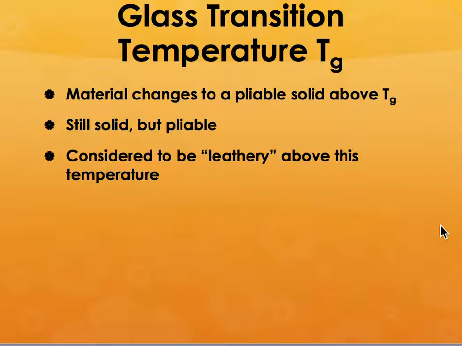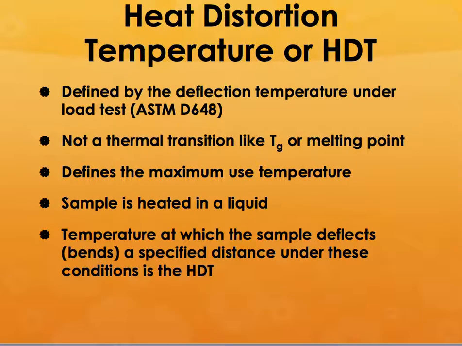On with the lecture 3. The glass transition, as I mentioned, is a temperature above which the material becomes leathery or pliable. But there is a slightly better definition of the maximum use temperature, especially in the case of a composite, and that is the heat distortion temperature, or HDT, and it is defined by the deflection temperature under a specific load test under ASTM standard D648.